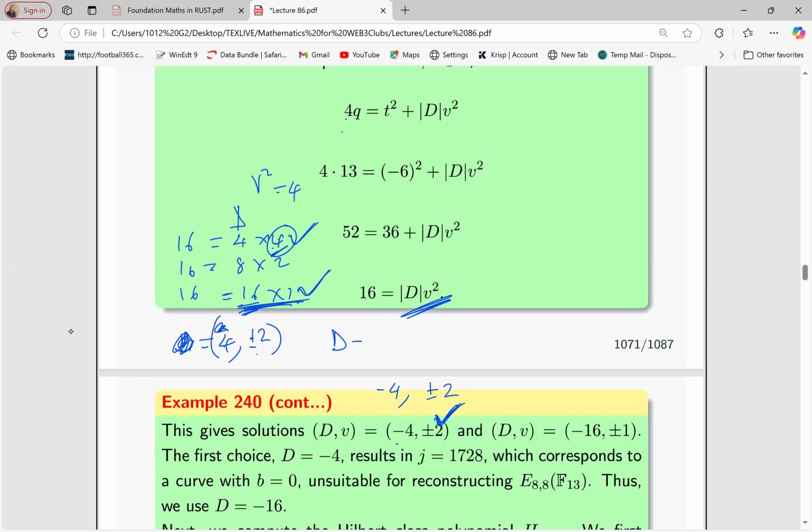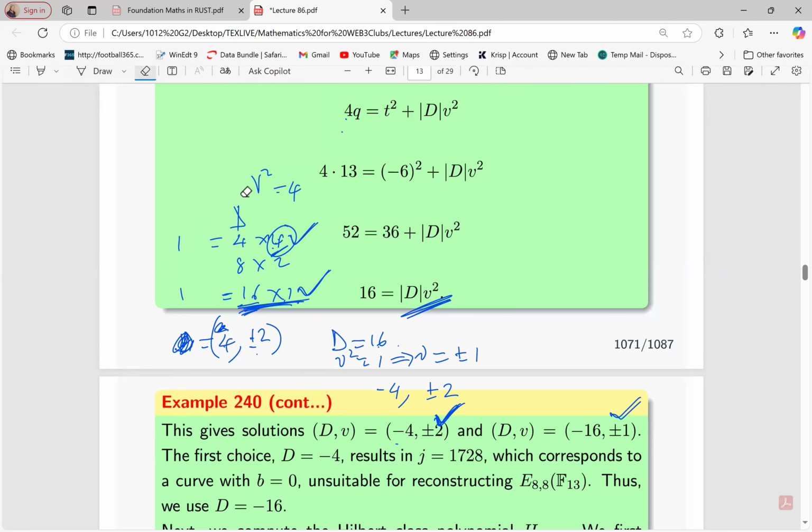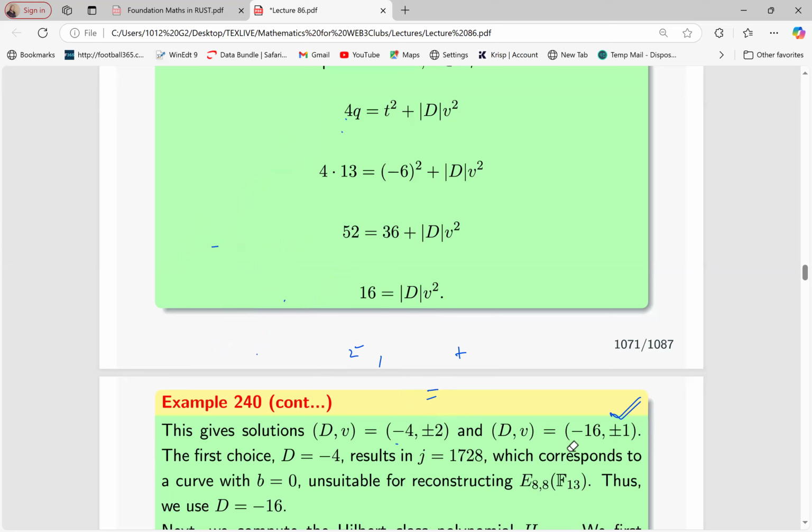D can be 16. Also, we've just seen that 16 mod 4 is 0, and V square can be 1. So if V square is 1, it means V is plus or minus 1. So again, we have this scenario. So we have those two scenarios. We want to move with them and see if all of them would hold, or if some of these two will be disqualified. We move with them because at this point, we've not disqualified any of them.